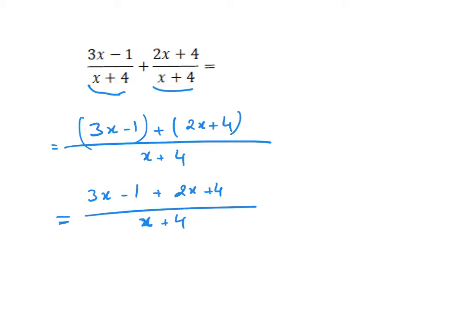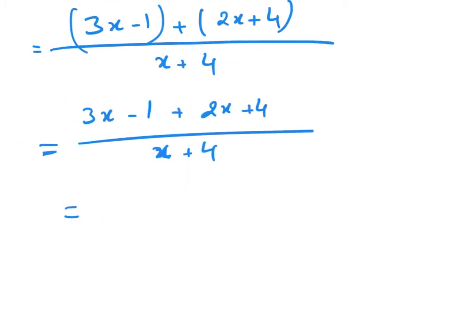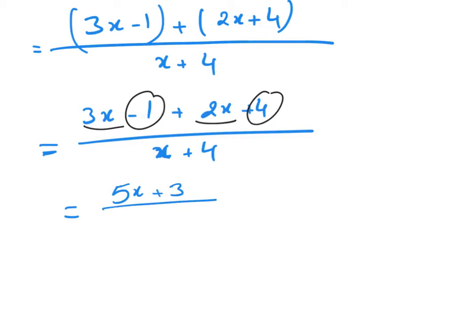We're going to continue here. We can add like terms, 3x and 2x. We can combine them, and that will be 5x. Then we combine the negative 1 and 4. Negative 1 plus 4 is positive 3. So that would be 3 over x + 4, and that's going to be the final answer.